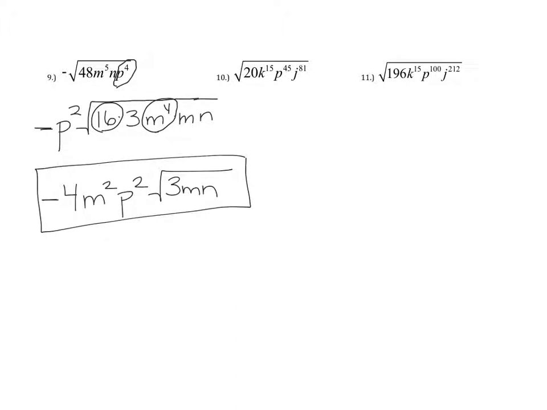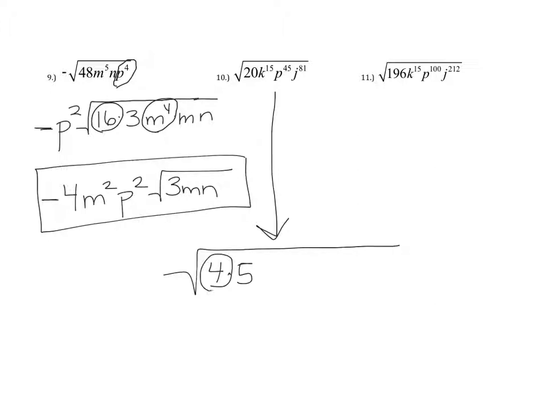Okay, let's try one more together. Number 20, not a perfect square. K to the 15th, none of these are perfect squares, looking at them. So they have all odd exponents, and 20 is not a perfect square. So let's just start by breaking the stuff up. So everything's going to have to get broken up. 20 could get broken up into 4 times 5, where 4 is my perfect square.